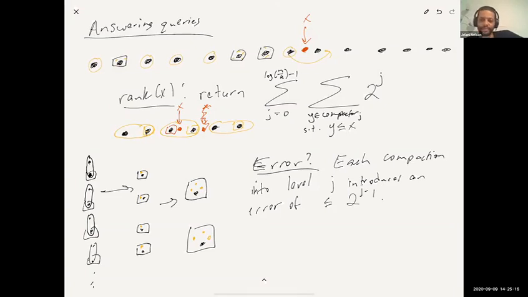Okay. So every compaction that happens introduces an error of either 0 or 2 to the j minus 1. So it's at most 2 to the j minus 1.